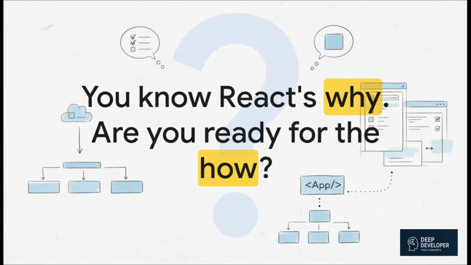Got it? So, there you have it. You now understand the fundamental why behind React's design. But it kind of raises a new question, doesn't it? If we're just describing what we want and not telling the browser what to do, how in the world does React update the screen so darn fast? Well, the answer is something called the virtual DOM, and that's exactly what we're going to break down in the next explainer.